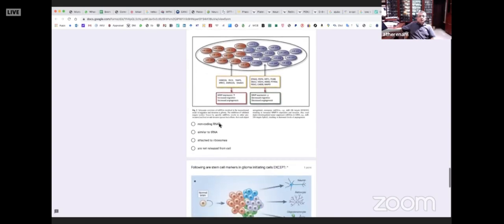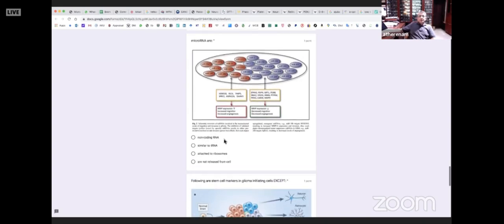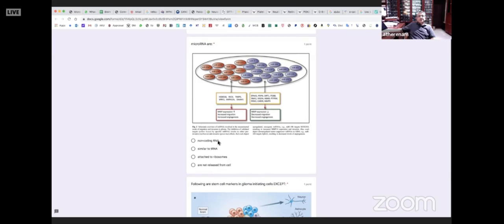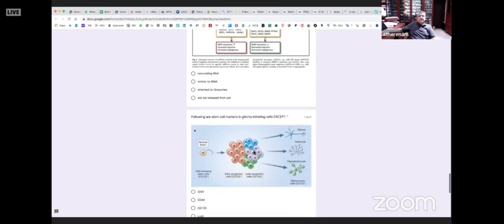MicroRNA are non-coding RNA. They don't code. They are similar to tRNA? They are different than tRNA. They are attached to ribosomes? No, they're not attached to ribosomes. They're in cytosol and they're exocytosed, and they are released from the cell. So the right answer is they're non-coding RNA.